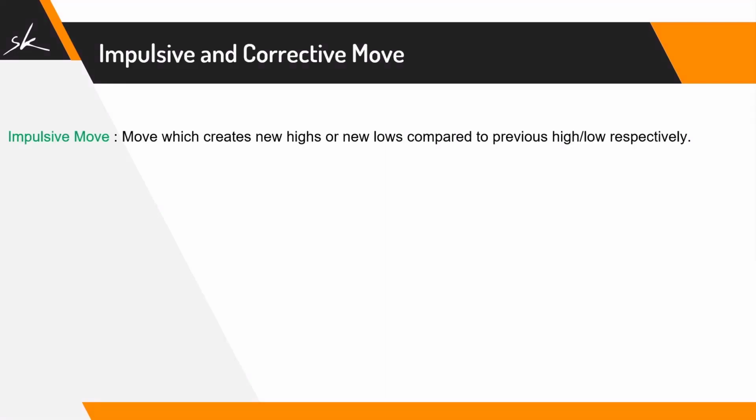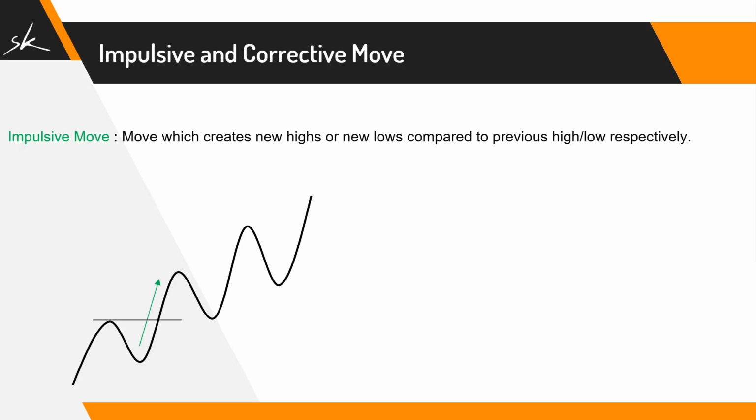Impulsive move. Move which creates new high or new low compared to the previous high or low respectively. You can see the price has been moving up. If you look at this high, the move to the upside was able to break the high and create new high. If you look at the next high, it was again broken by this move to the upside. Even for the last high, we have the same case. The move to the upside was able to break the high. All these moves which are making new highs and are marked in green are called as impulsive moves.